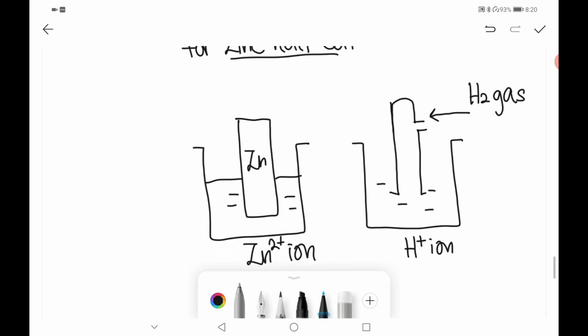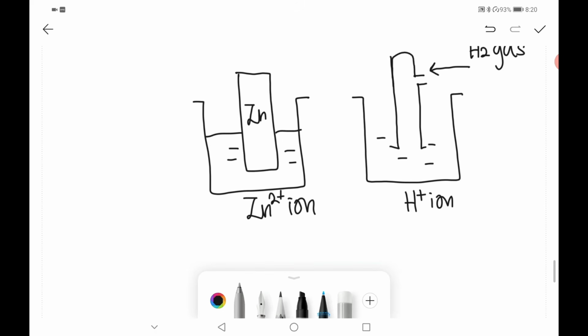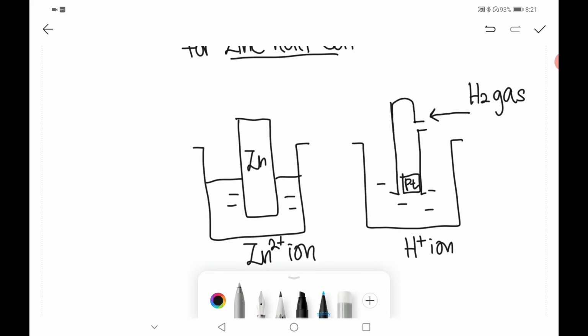For the standard hydrogen electrode, the electrode must be platinum. So we draw a small piece of platinum here. This is a piece of Pt. Pt stands for platinum. Then don't forget you must have a wire. Now it is settled. Here we must also draw this layer, because if you don't draw this, you don't know it's a solution.